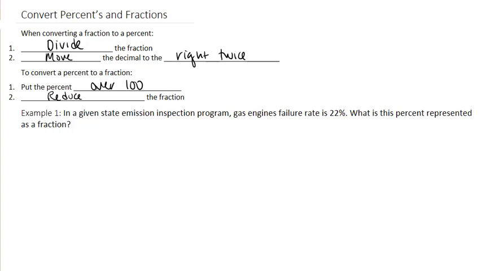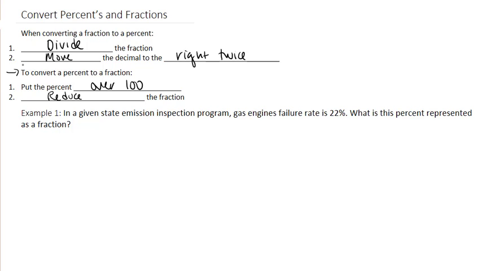In a given state emission inspection program, gas engine's failure rate is 22%. Example 1. In a given state emission inspection program, gas engine's failure rate is 22%. What is this percent represented as a fraction? So for this, we're going to be using this method as we're going from a percent to a fraction.